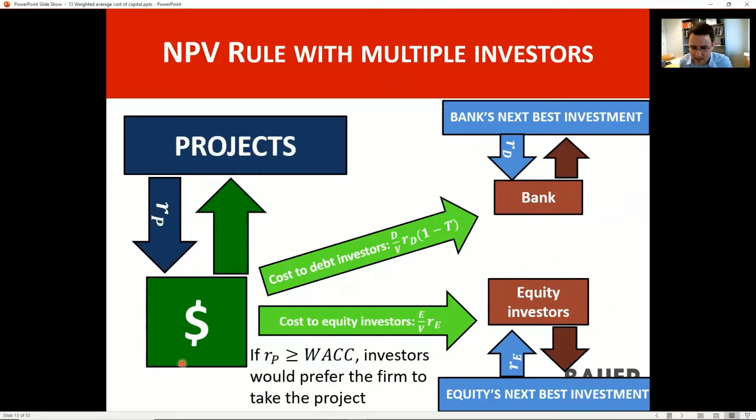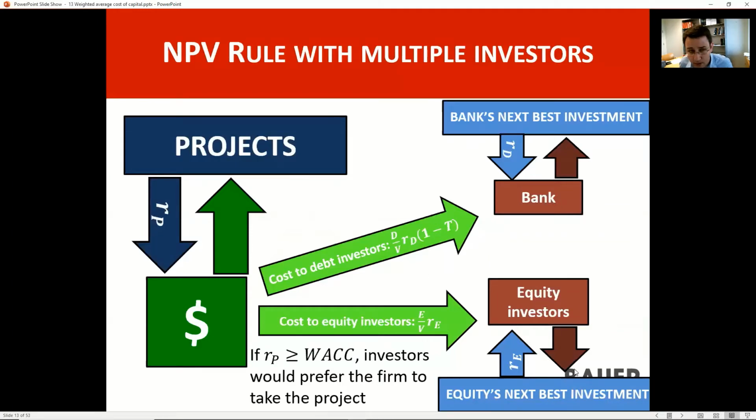So this left-hand side is the same. We still have the financial manager here in the middle. We've got projects that we can invest in. These projects are earning RP, some return on those projects. We need to consider both of our investors now. We need to think about what the bank could be earning on their next best investment. And then likewise, what the equity investors could be earning on their next best investment.